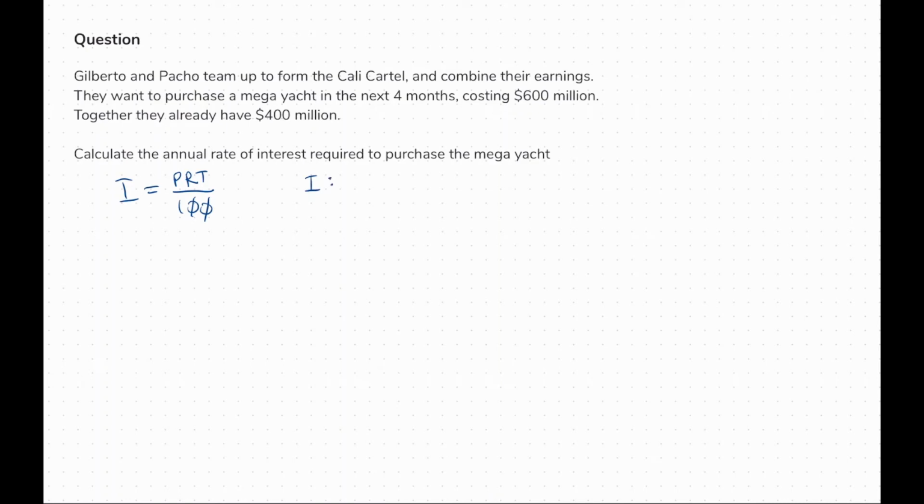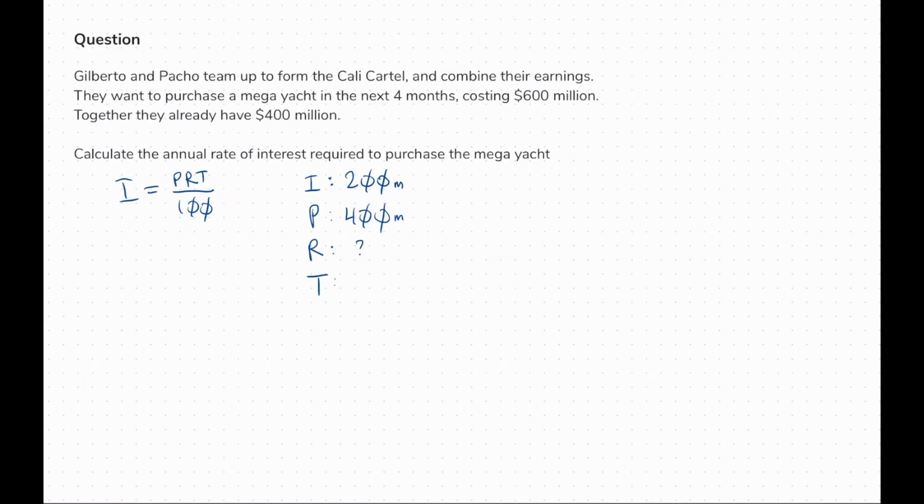So for these guys, they are starting off with 400, so that's going to be their principal. Let's actually get that down there. 400. And they're trying to get to 600. So they need an increase of 200, well, million, right? But we're going to talk in terms of millions for this. So the next one is the R, which is actually what we need to find out, right? We want to calculate the annual rate, so we don't know that yet.